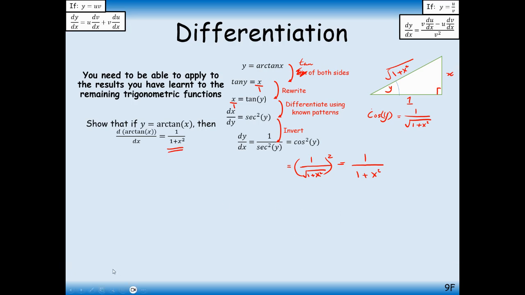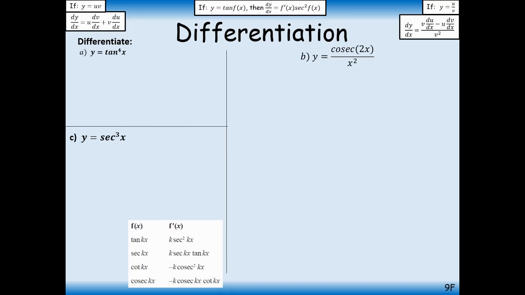Okay, so let's look at another example. In this example, first of all, we're going to find the derivative of tan to the power of 4 of x. You can think of tan of x raised to the power of 4. There is a function inside another function, and therefore we can use the chain rule here.